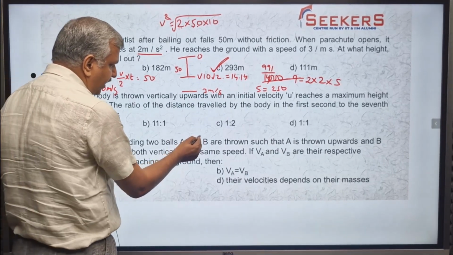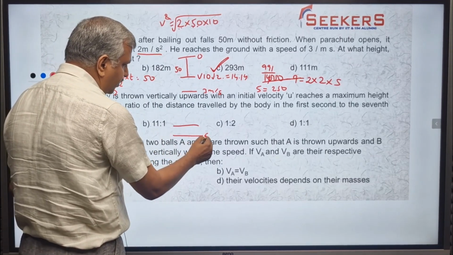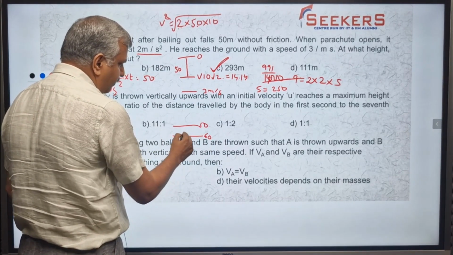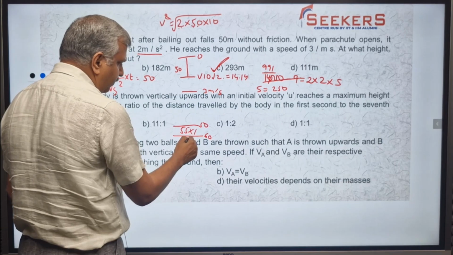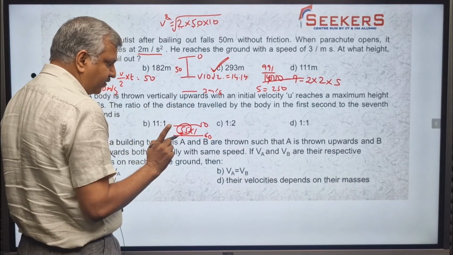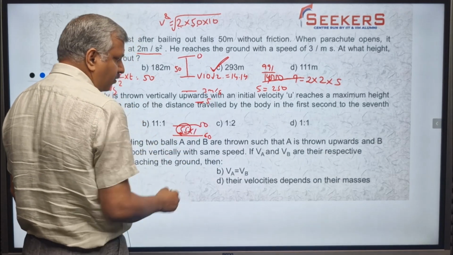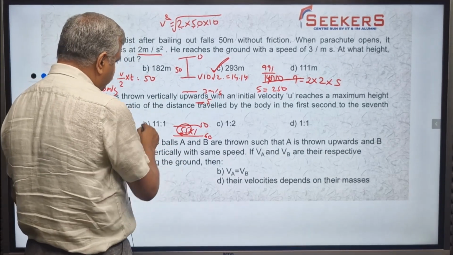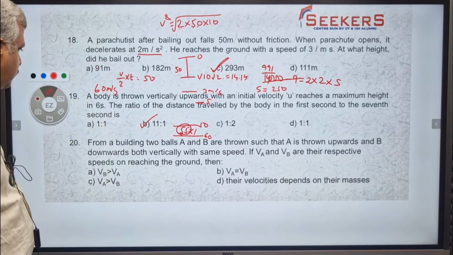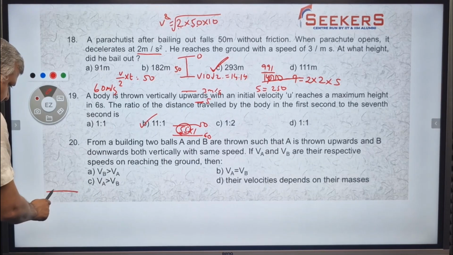Now in the first second he is travelling from here to here, so 60 would become 50, average velocity is 55 into 1, so this is the distance travelled in the first second. Then he went up 6 seconds, and in the 7th second from here to here, we have already found out it is 5, so the ratio will be 11:1, so 11:1. Again I'll explain from here.